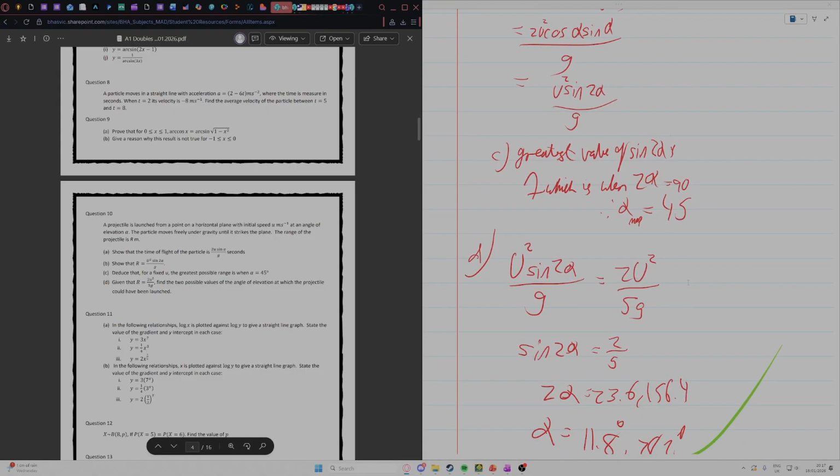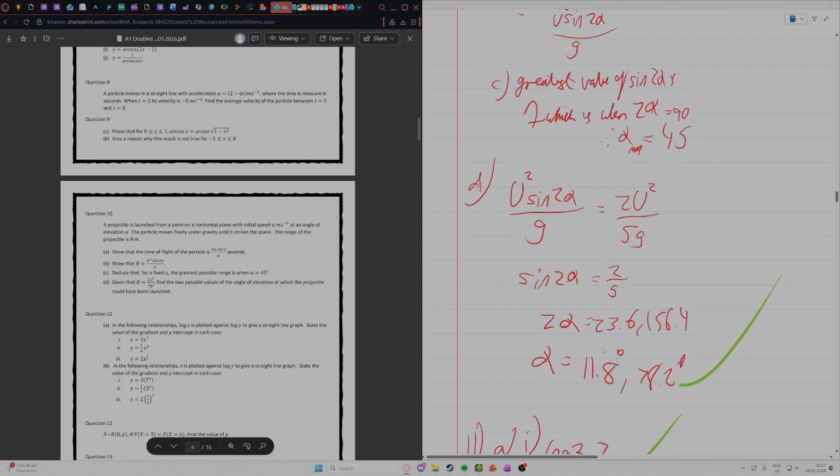Next we just literally set them equal to each other, because we've already shown that r is this, and it's telling us that r is this, so we're just trying to find alpha. And you get these angles.